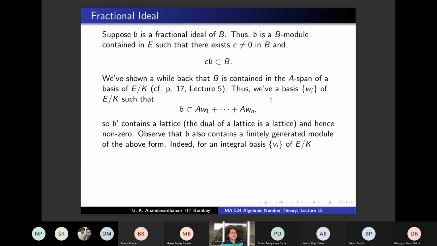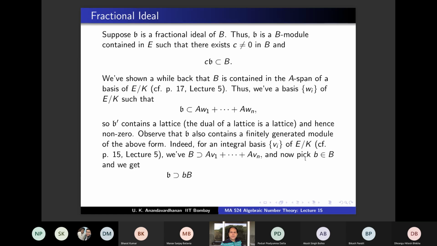You know that if you take a basis Wi, each of the Wi you can make integral by clearing the denominator, I mean suitably multiplying by something. If you take the product of all that and multiply, you can make everything simultaneously integral, and that will be a basis. So this we have used in the proof of that result. So you take an integral basis, therefore B contains AV1 plus etc. AVN. You agree? Because the Vi's are now integral. So B contains AV1 plus etc. AVN. So B contains a lattice.